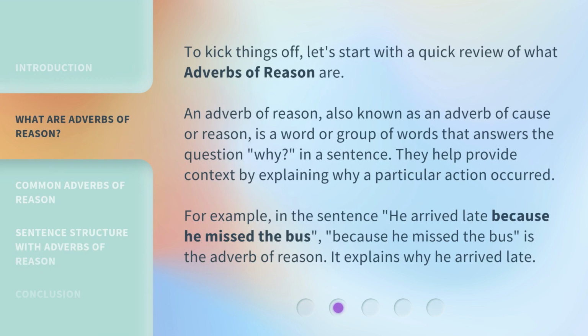To kick things off, let's start with a quick review of what adverbs of reason are. An adverb of reason, also known as an adverb of cause or reason, is a word or group of words that answers the question, why, in a sentence. They help provide context by explaining why a particular action occurred. For example, in the sentence, he arrived late because he missed the bus, because he missed the bus is the adverb of reason. It explains why he arrived late.